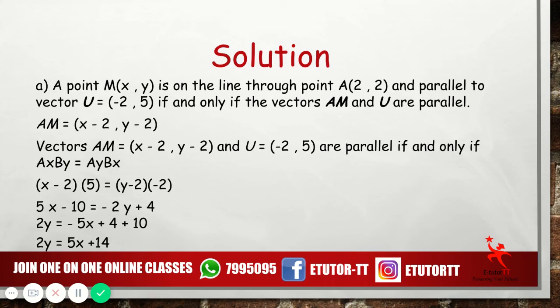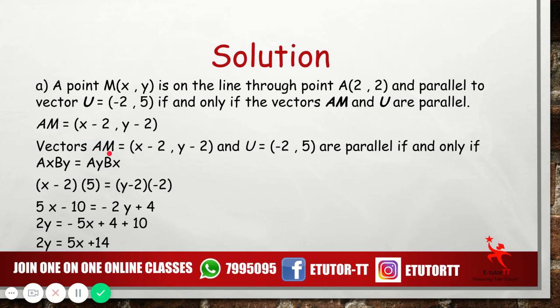For A, we have a point M, which is x, y, on the line through point A, 2, 2, and parallel to vector u, which is negative 2, 5, if and only if the vectors AM and u are parallel. So AM, remember, we have to do the second vector minus the first vector. That's why we have x minus 2 and then y minus 2.